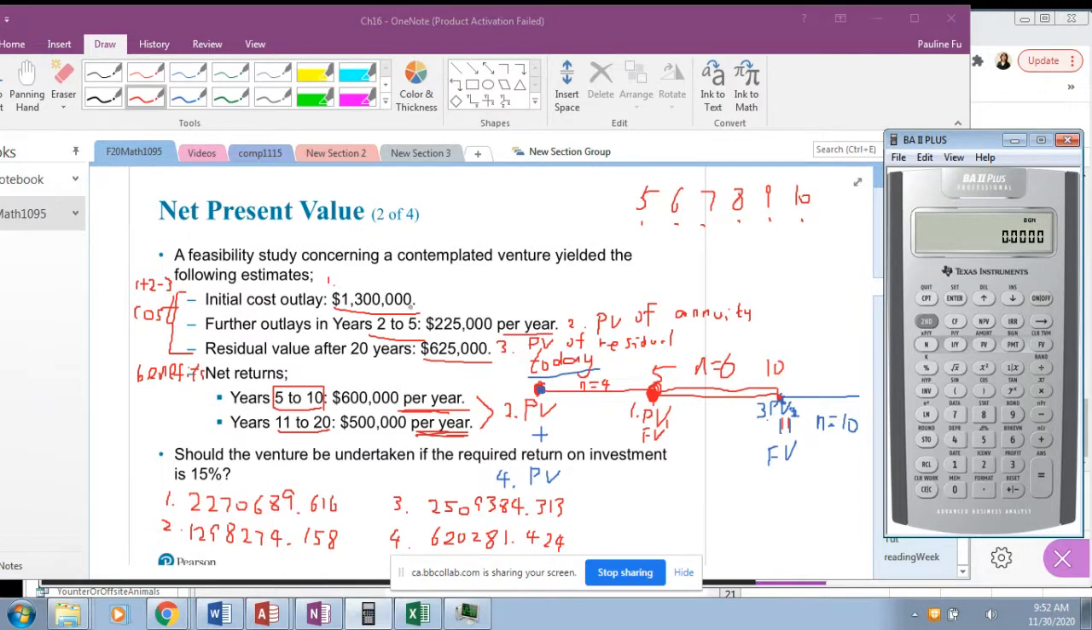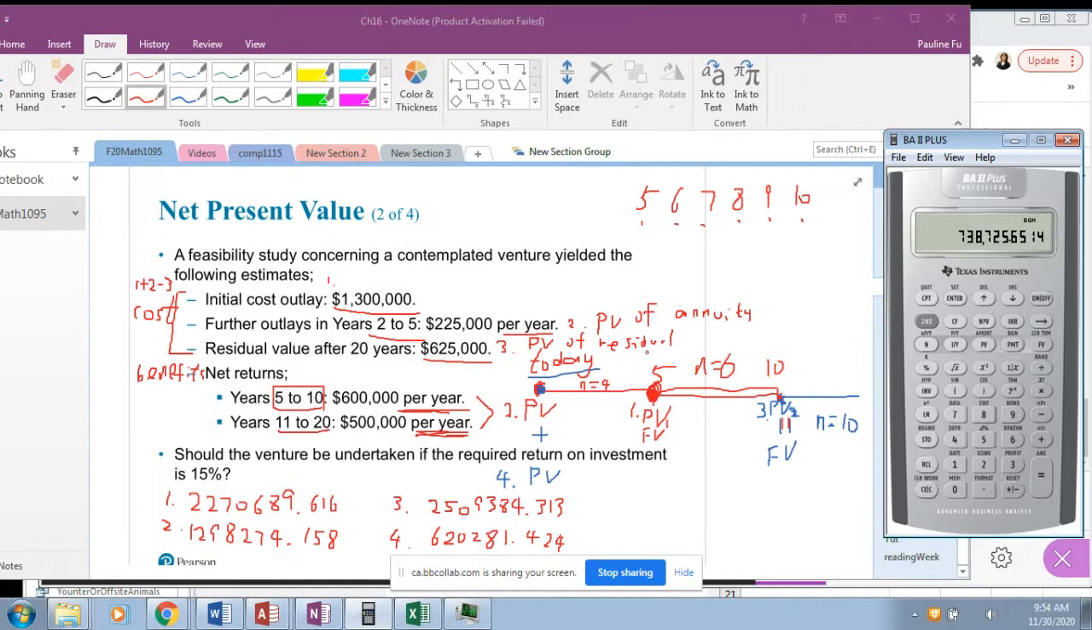Step 1 is just this number. We do step 2. What is the present value of annuity? 225,000. This is a negative PMT. 4 is N, because year 2, year 3, year 4, year 5. So 4 is N. 15 is I/Y. 0 is FV. Compute PV. So this is the number we get. I'm going to store this number in 1. Oh, should it be 2? Doesn't matter. So this is our step 2, present value of annuity.